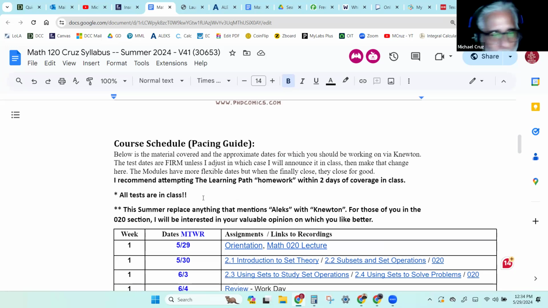This class is a little bit different because we're not using Alex in this class. I'm testing out this system called Newton. And for those of you in the O2O, at the end of the semester I'd like to get your feedback on which one you like better. It's supposed to be what's called adaptive learning. So we'll just see how Newton stacks up. Alex has some good aspects, but there are some things that I don't like.